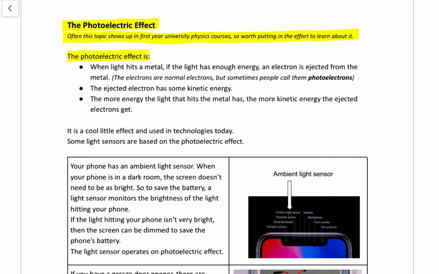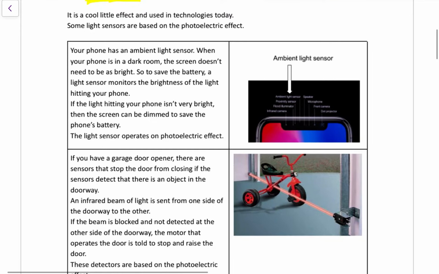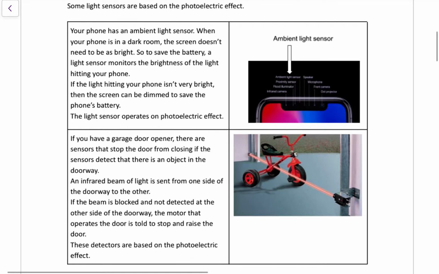What the photoelectric effect is, it's basically a way to detect light. When light hits a metal, as long as that light has enough energy, an electron is ejected from that piece of metal. They're just regular electrons, but when you read about it, sometimes people call them photoelectrons because they're electrons liberated by the light. Those ejected electrons have kinetic energy. If the incoming light has more energy, then those ejected electrons will have more kinetic energy. So the more energy you put in, the more kinetic energy those electrons get out. It's a cool little effect, and it's used in a few places that you're familiar with.